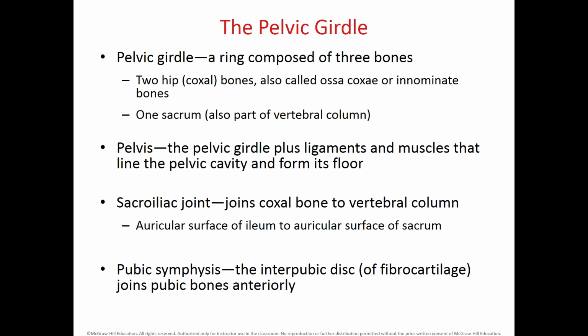The connection between the part of the coxal bone that is the iliac bone and the sacrum will form the sacroiliac joint. So it joins basically the appendicular to the axial skeleton. And this joint happens between the auricular surface of the ilium and the auricular surface of the sacrum. Now anteriorly, the pelvic girdle forms a connection between the 2 pubic bones of the coxal bone, which is called the pubic symphysis. And in here we have a pad of fibrocartilage that is called the interpubic disc.